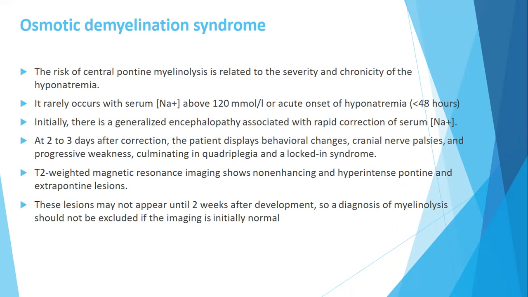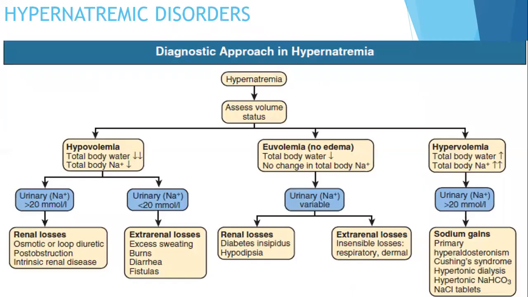Initially, there is generalized encephalopathy associated with rapid correction of sodium. After 2 to 3 days after correction, the patient displays behavioral changes, cranial nerve palsies, and progressive weakness, culminating in quadriplegia and a locked-in syndrome. MRI shows some non-enhancing and hyperintense pontine and extrapontine lesions. These lesions may not appear until 2 weeks after development, so a diagnosis of myelinolysis should not be excluded if the imaging is initially normal. Because of this, it is very important not to overcorrect sodium.